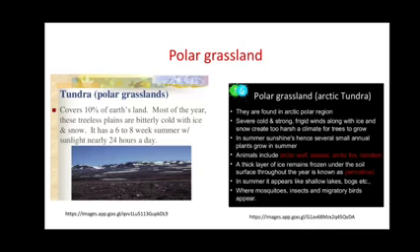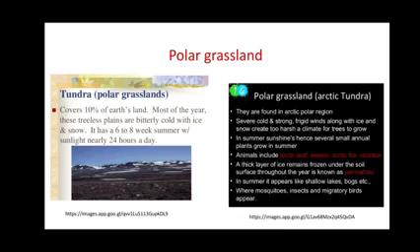The next is polar grassland, which is characterized by severe cold and strong frigid winds. Only small annual plants grow in summer. Again, an example is tundra. It covers 10% of Earth's land. Most of the year, these treeless plains are bitterly cold with ice and snow. It has 6 to 8 weeks of summer, with sunlight nearly up to 24 hours.